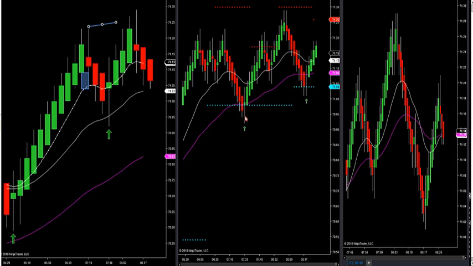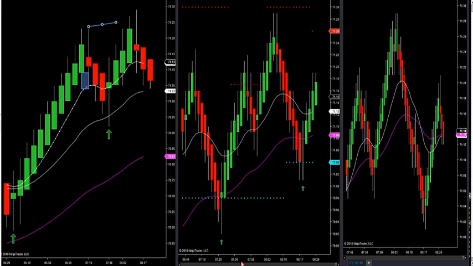You don't want the open versus close closing below the symmetry dots. You want them to hold the symmetry dots. I don't care if they break intra-bar by the wicks. That's for novice amateur traders. The wicks, the highs and lows are for amateur traders. We're talking about trading the markets professionally. We want to look at it open versus close.